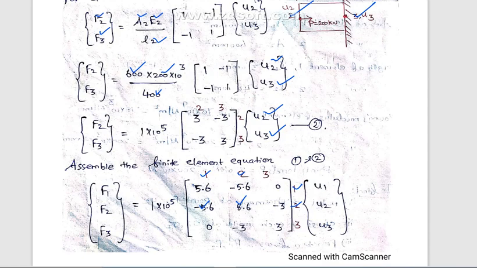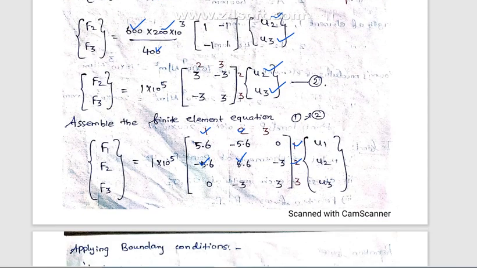Then see the second element. For the second element, the finite element equation is F2, F3, equals 1 into 10 power 5 times 3, minus 3, minus 3, 3, with U2, U3. This 3 is located in the second row, second column, and this minus 3 in the second row, third column. Similarly, this minus 3 is in the third row, second column, and this 3 is in the third row, third column. So you have to apply it here, second row, second column.